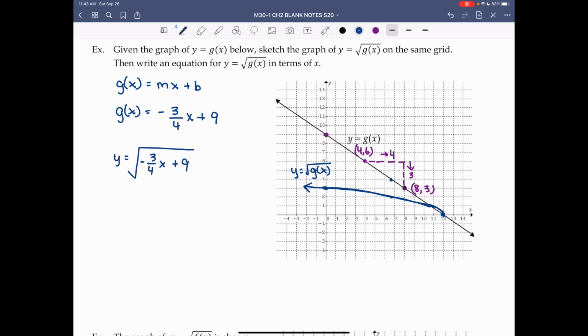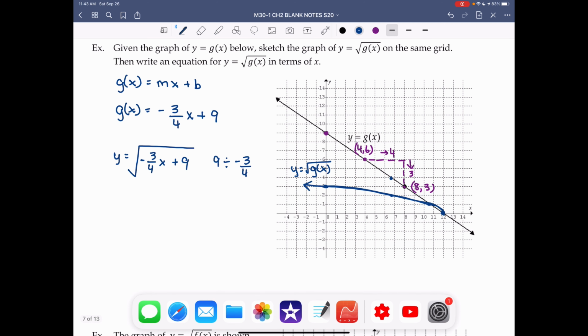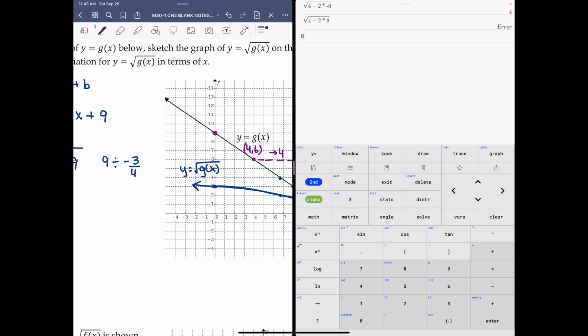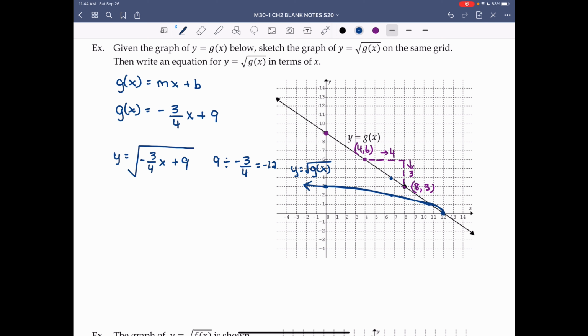Now let's also practice our skills of writing things in transformation form. So let's factor out the negative 3 over 4 from what's under the root so that we can write it as a b value. So 9 divided by negative 3 over 4, because we need to factor out the negative 3 over 4 from the 9, would be 9 divided by negative 3 over 4, which gives us negative 12. So then we would get y equals square root of negative 3 over 4 bracket x minus 12.